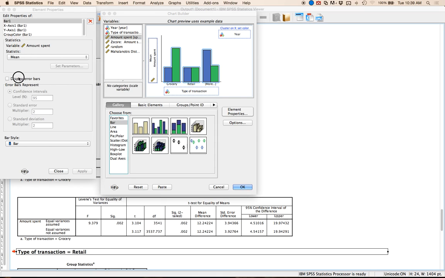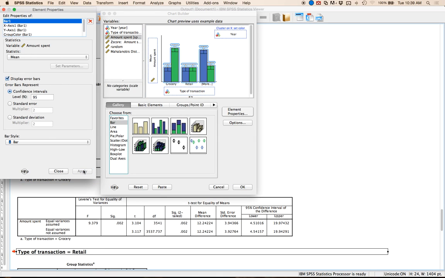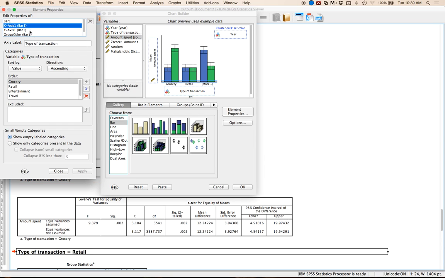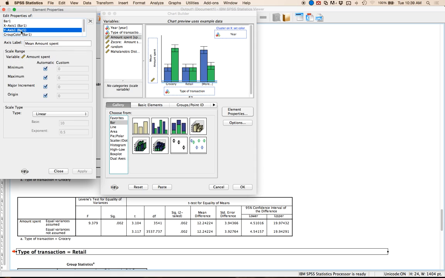Over here in the Properties window, display error bars. Make sure you hit Apply. I'm going to go ahead and see if I can change some of this stuff, so I'm going to make type of transaction more appropriate, so be sure you're capitalizing everything. Under Y, I'm going to do mean amount spent. I don't like that it says mean. I'm going to do average amount spent.